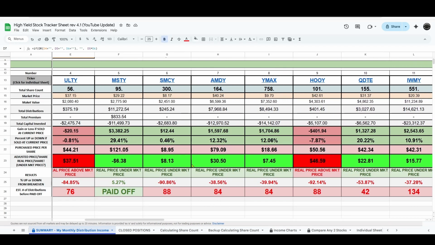SMCY keeps flipping back and forth. As you can see, my real price per share on SMCY is $8.13, but the market price being $8.17 means that I am green at the moment for SMCY.